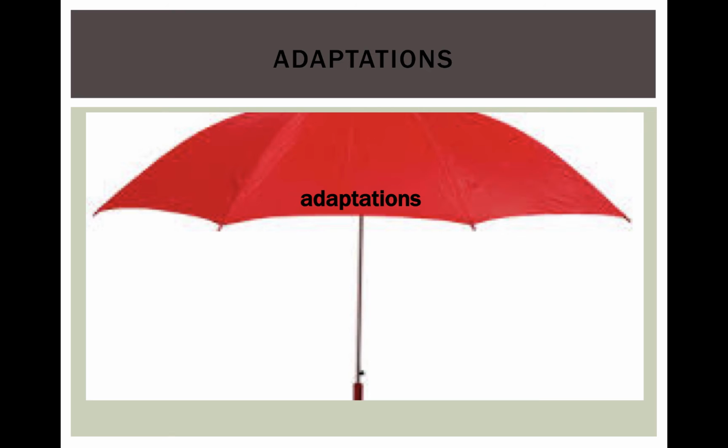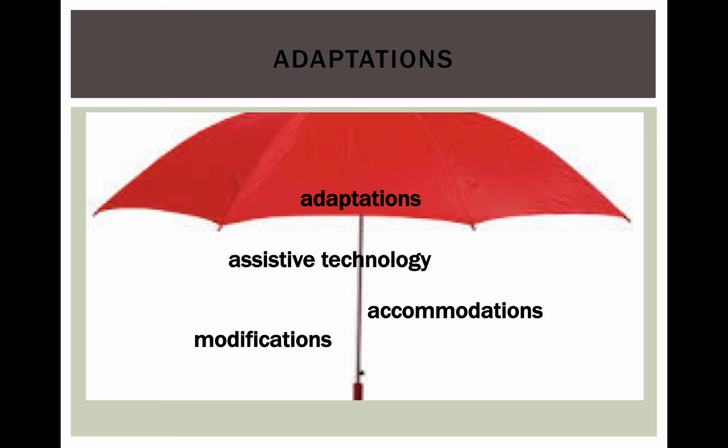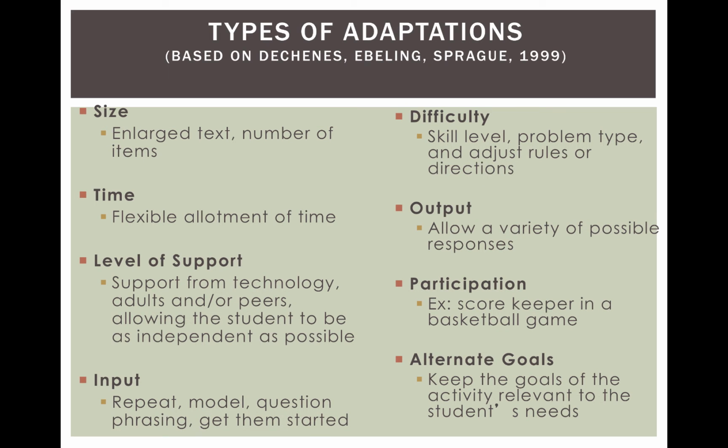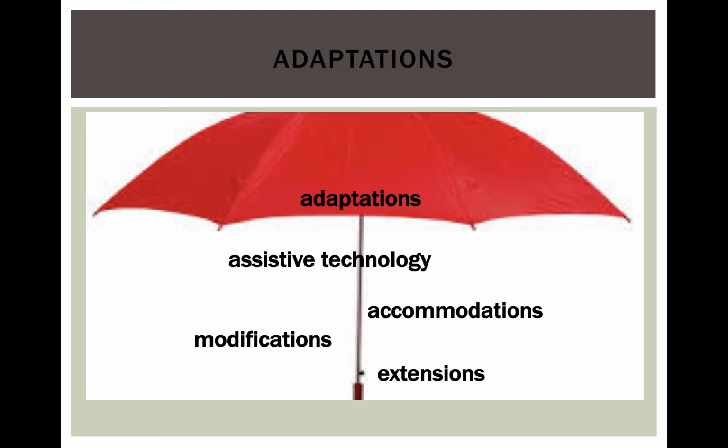In our next section, we are going to cover adaptations. So adaptations, many of you may hear it from time to time, but it's really an umbrella term. And under adaptations, we have assistive technology, we have accommodations, and modifications, and extensions. Okay, so what is all of this? I'm glad you guys asked. Well, again, adaptations, it's an umbrella term, and all of these things fall under adaptations.